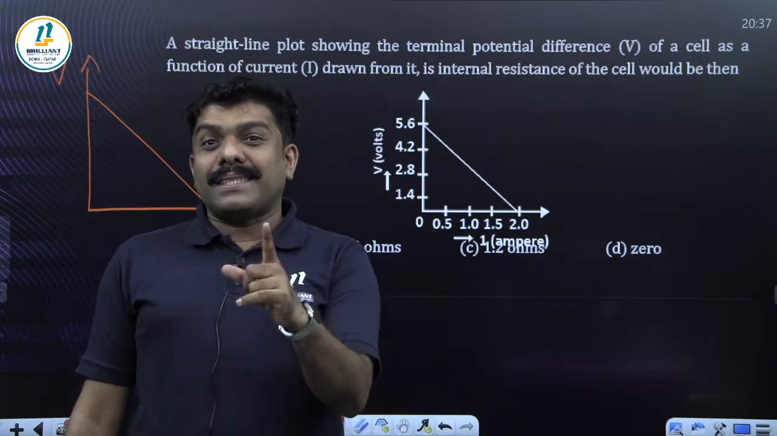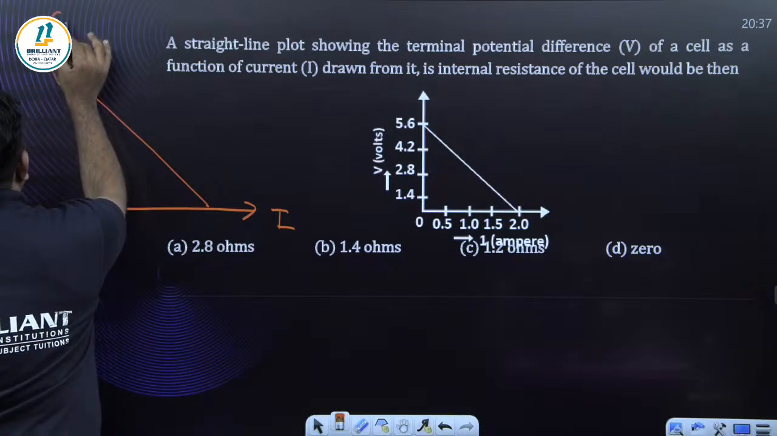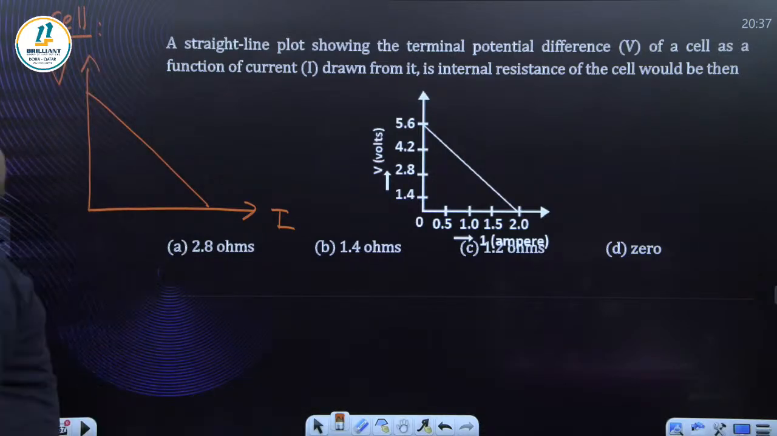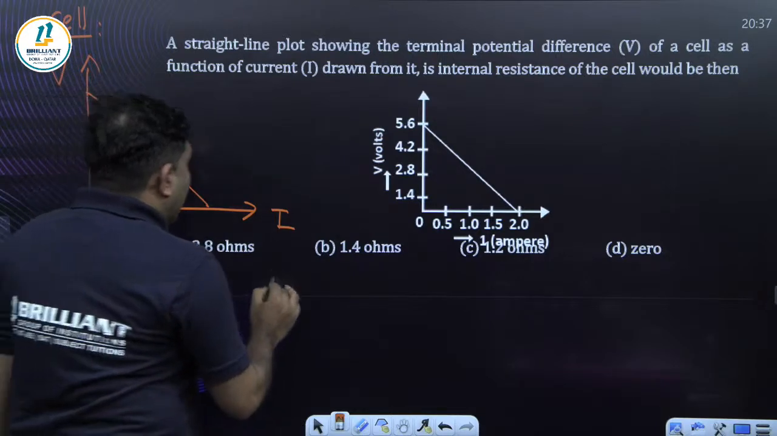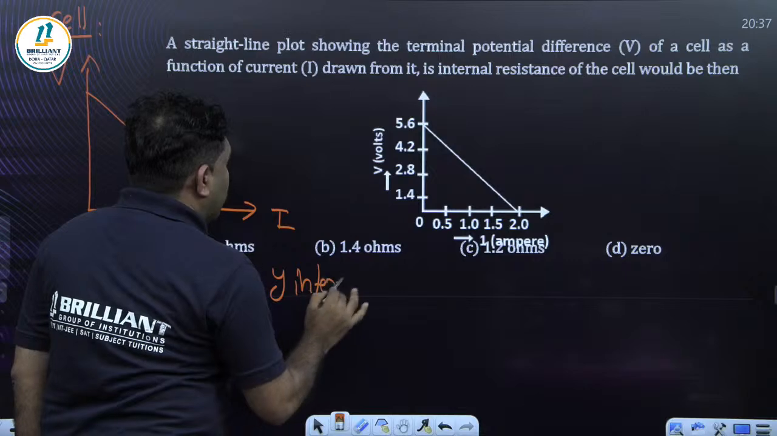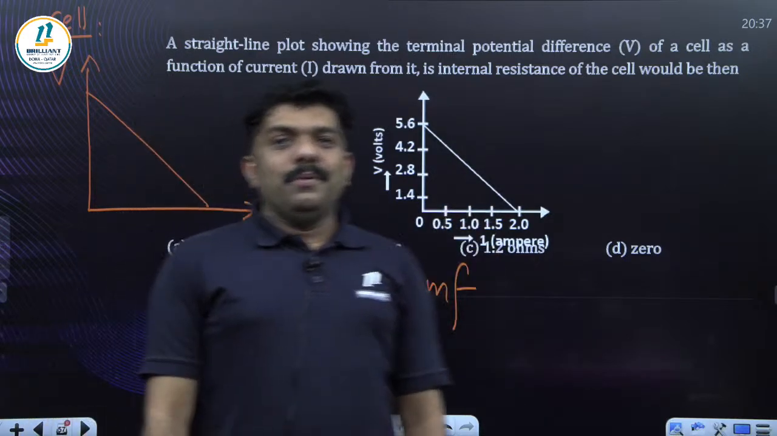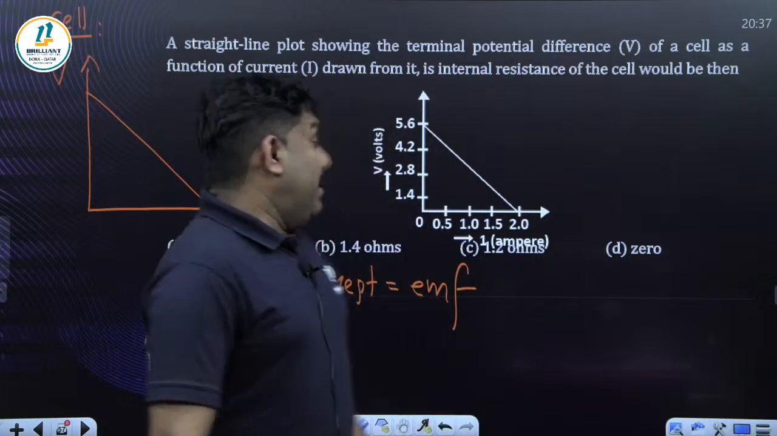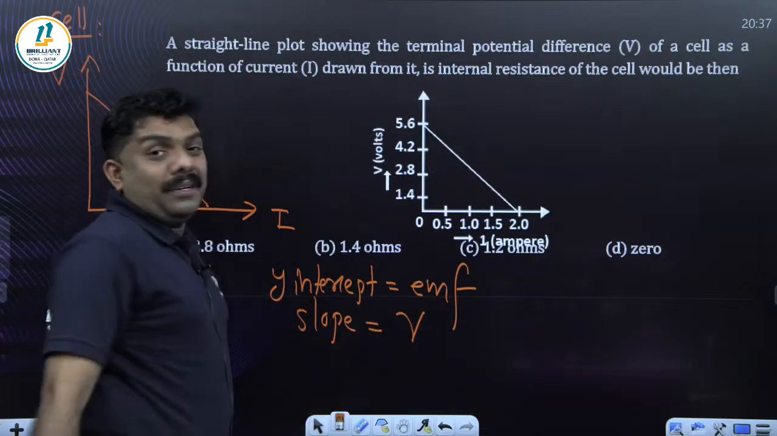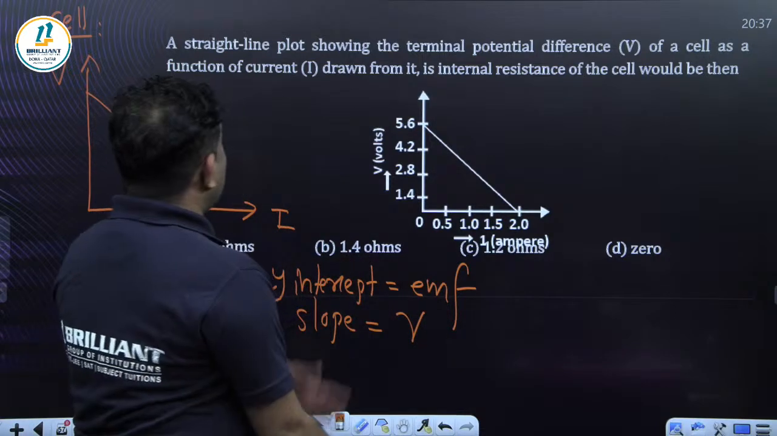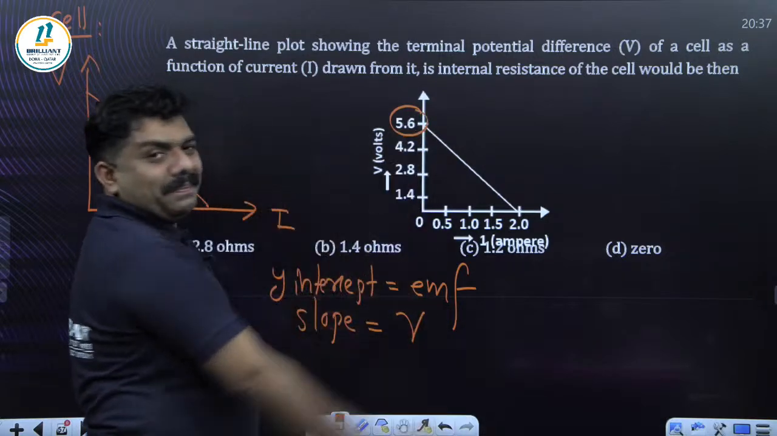The VI graph across a cell and across a conductor is different. We know this is across a cell. What data are we getting from this graph? The y-intercept of the graph gives the EMF, and the slope of the graph gives the internal resistance. So if they ask what is the EMF of the cell, we'll say 5.6.